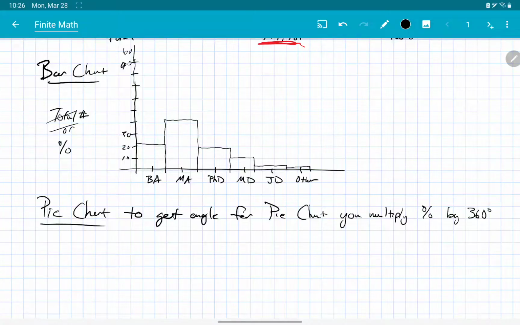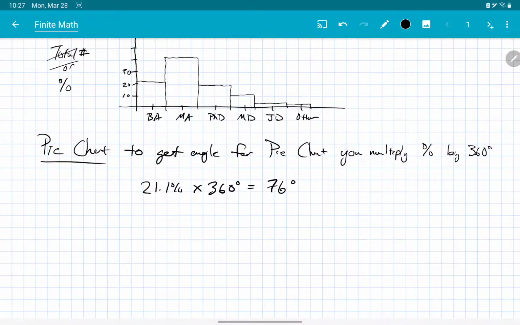Okay, so I could multiply all of those percentages like that. So the 21.1%, I would multiply by 360 degrees, and I get a 76-degree slice of the pie chart. And then, of course, I would get my protractor out, and I would draw my 76-degree angle in the middle of the pie chart, right? Why would I do this? This is a job for a computer, obviously. Okay, but that's how you make a pie chart.